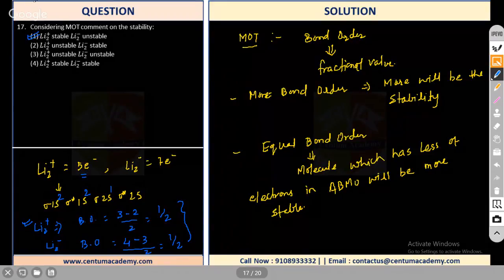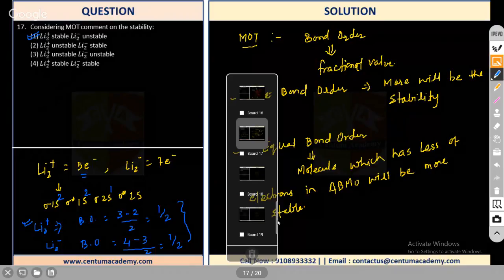Okay, similarly you can calculate this for other ions. If it is given, we have these two ions only. Li2 plus unstable, this is wrong. Li2 plus stable, this is wrong. So option 1 is correct. Question 17, option 1 is right.